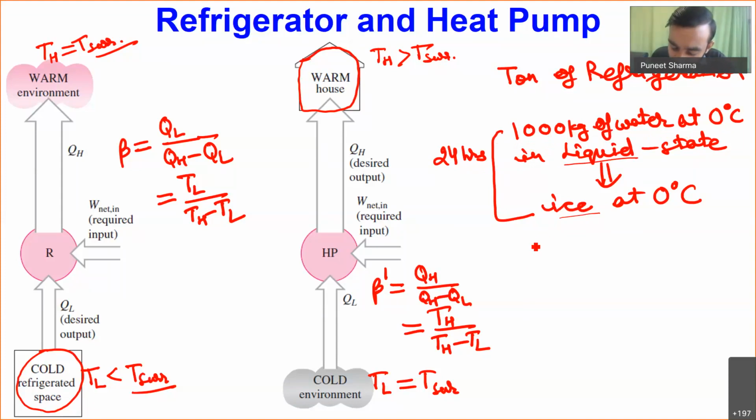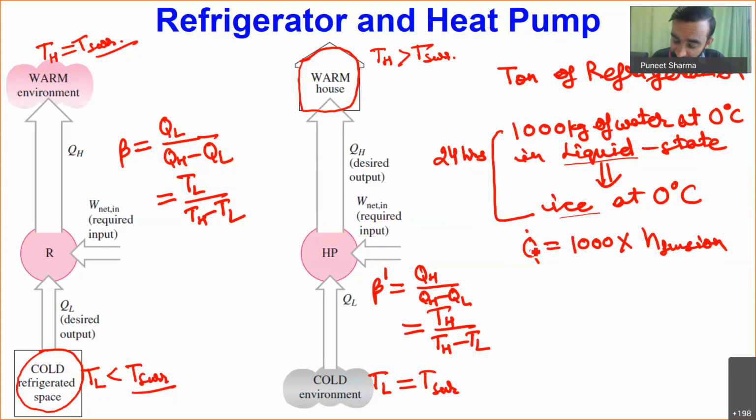If I quantify this rate of heat, Q dot will be equal to 1000, which is our mass, times the heat of fusion. The heat of fusion means the amount of heat required to convert solid into liquid state at constant temperature. That's why, if we have to convert liquid into ice, an amount equivalent to the heat of fusion we have to take out of that substance.